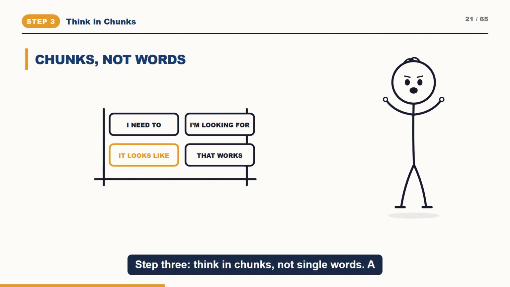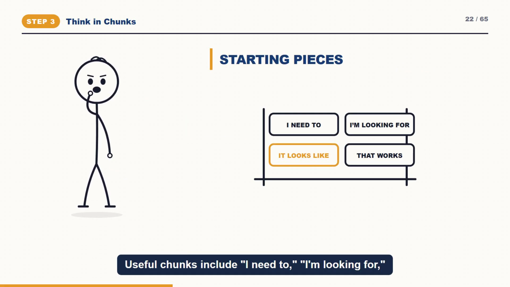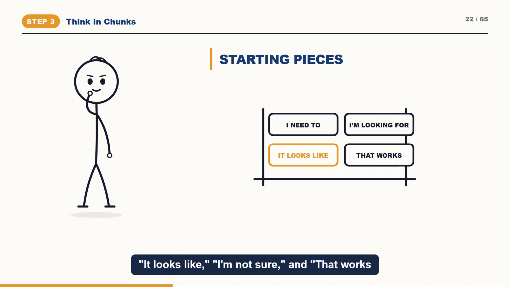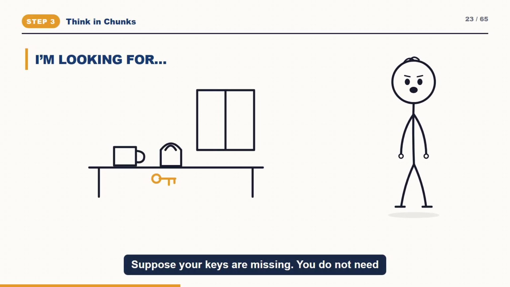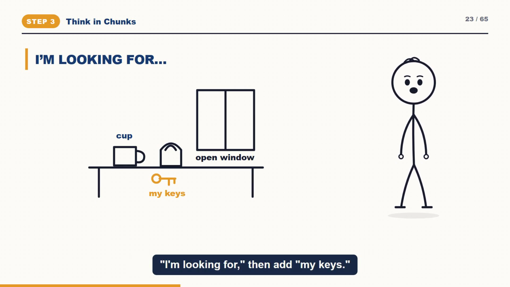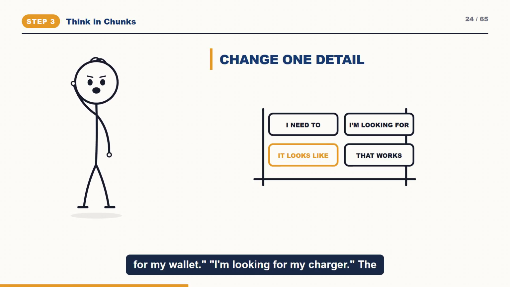Step 3. Think in chunks, not single words. A chunk is a short group of words you can use as one starting piece. Useful chunks include I need to, I'm looking for, it looks like, I'm not sure, and that works for me. Each one already has a job. Suppose your keys are missing. You do not need to build the sentence word by word. Start with I'm looking for, then add my keys. The same starting piece can help again. I'm looking for my wallet. I'm looking for my charger. The beginning stays the same while one detail changes.